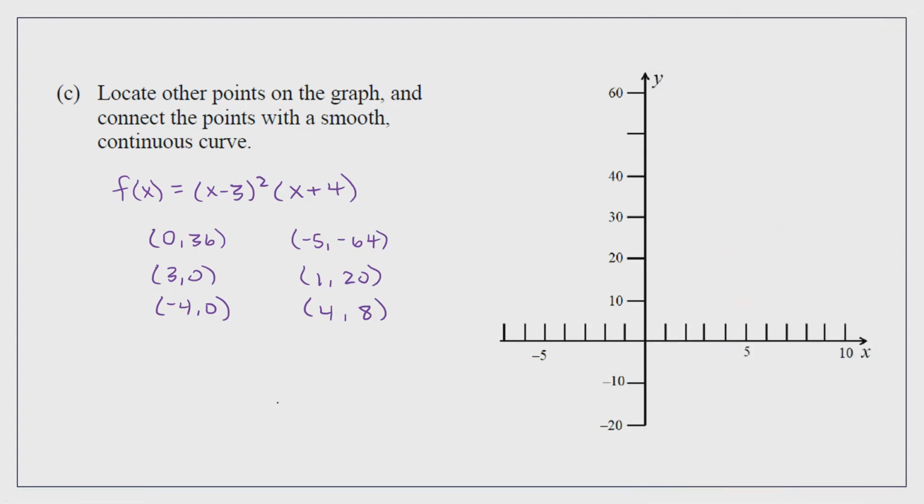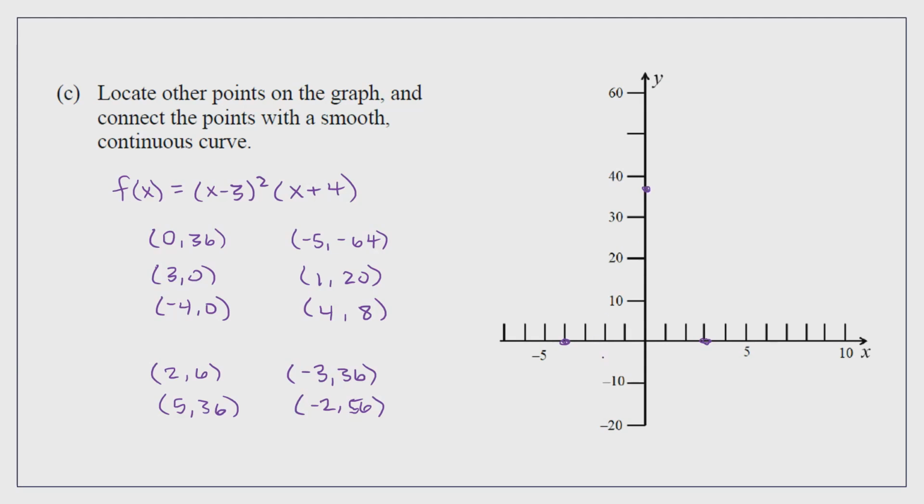Okay, so let us add those values. So we had 2 and 6, 5 and 36, -3 and 36, and -2 and 56. Okay, so let's plot these points. I'm going to plot my x-intercepts first. So I have -4 and 0, and I have 3 and 0. Then I have 0 and 36. Just going to do something around here.